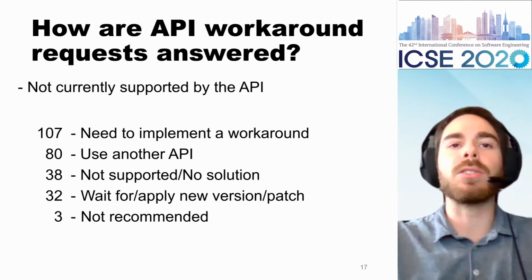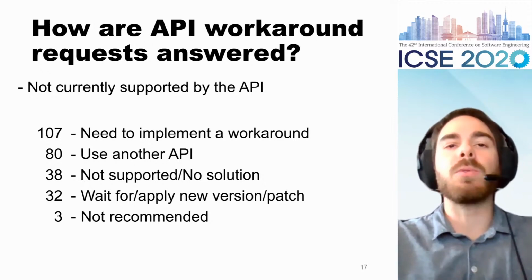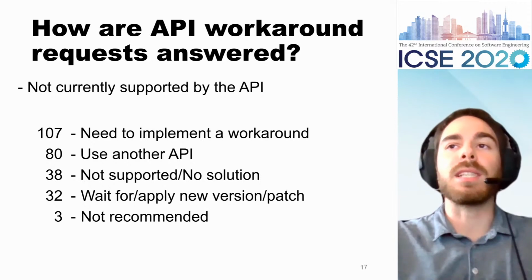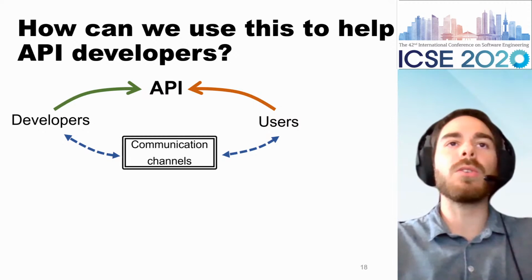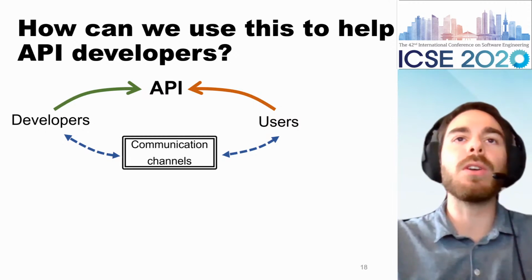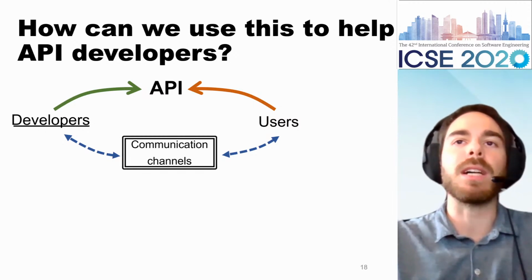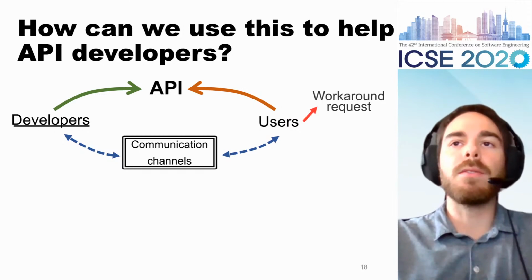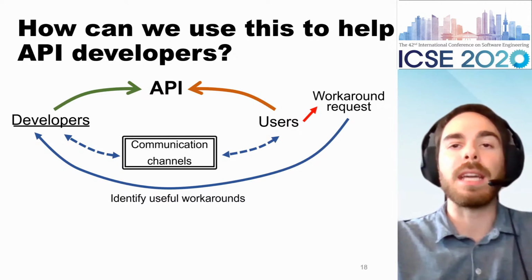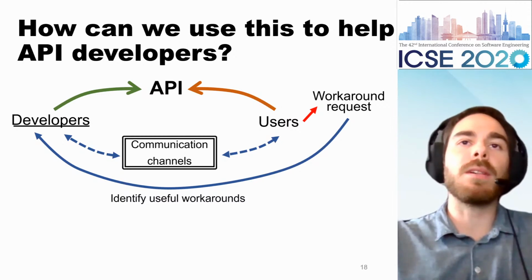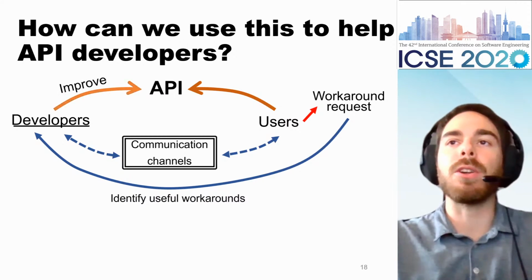And in 3 cases, they're told there is a workaround, we do not recommend using it, it could cause you massive problems, do not do this. So now that we have this information, how can we use this to actually help API developers? Well, our vision was to take these workaround requests, identify useful workaround patterns from the ones that actually gave workarounds, give those to developers to hopefully improve their APIs.